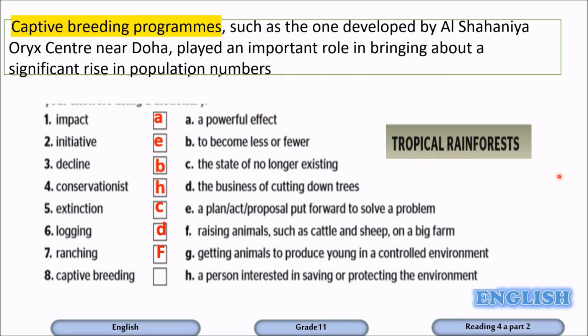Now, captive breeding oryx, this is of course taken from the passage Arabian oryx, played an important role in bringing about a significant rise in the population numbers. So we help the population numbers of the Arabian oryx to increase. So the answer is getting animals to produce young in a controlled environment.